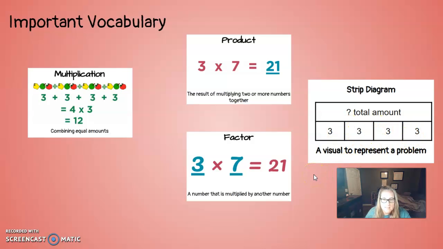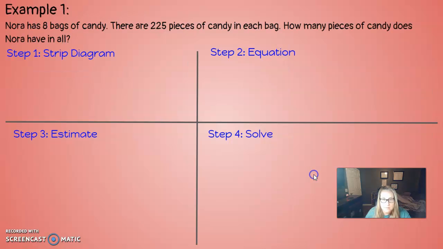So let's get started with our examples. Here is our first example. It says that Nora has 8 bags of candy. There are 225 pieces of candy in each bag. How many pieces of candy does Nora have in all? Now remember, the first thing that we're going to do is read the problem again and find all of our important information.